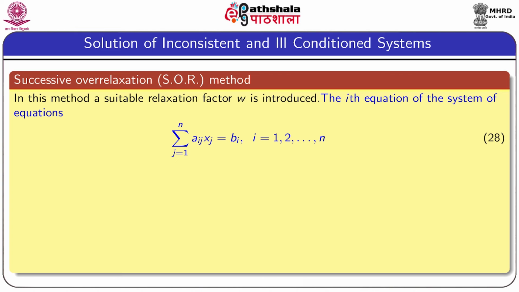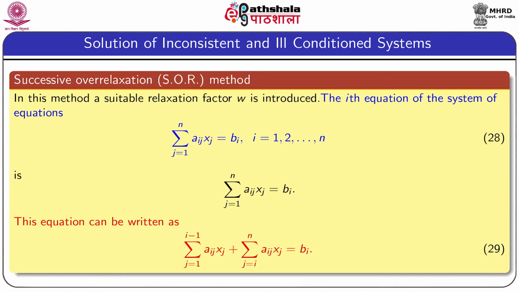Now we describe another modified method of the relaxation method, called the successive over relaxation method. In this method, a suitable relaxation factor w is introduced. The ith equation of the system of equations is summation over j equal to 1 to n aij xj equal to bi for all i equal to 1 to n.